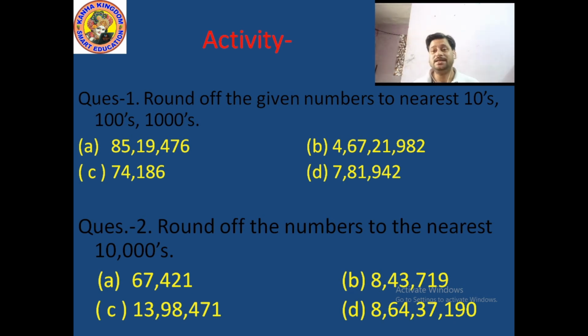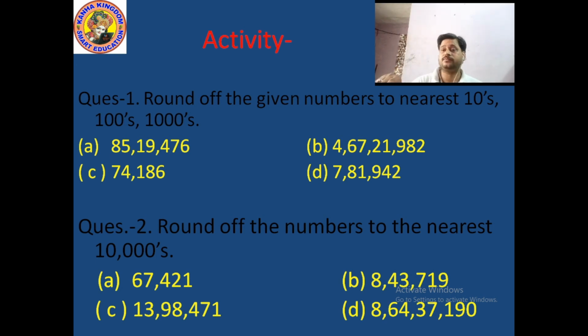So the first part is 67,421. Here for 10,000 you check only two place values, that is the 1000 place value and the 10,000 place value. If the 1000 place value is less than 5, what you have to do? You just convert the 1000 place, 100 place, tens place and ones place into 0, and the 10,000 place remains the same. And after that, if any place value is there, just write down the same place values, nothing is changeable.